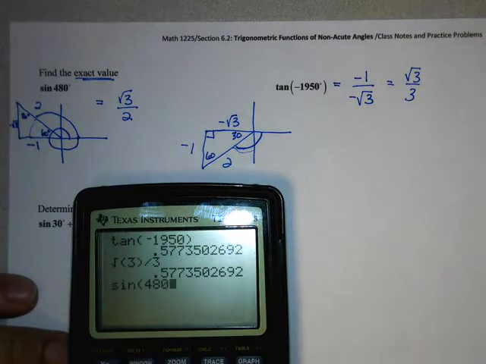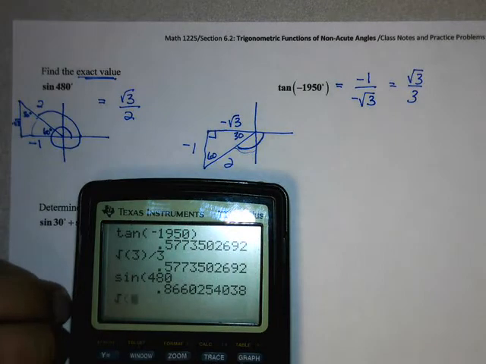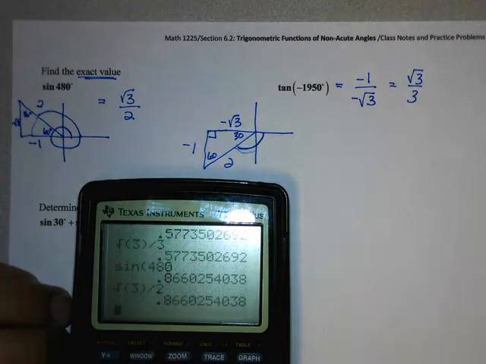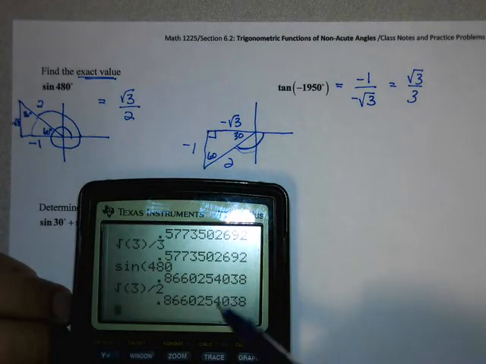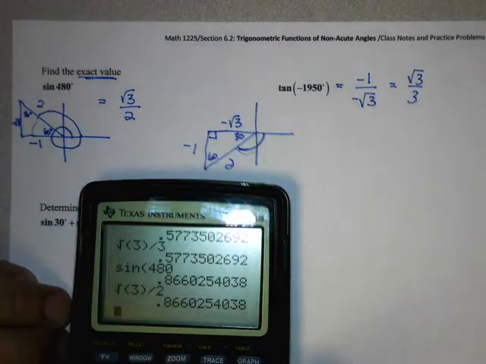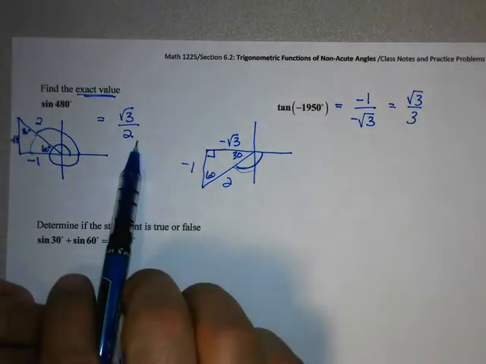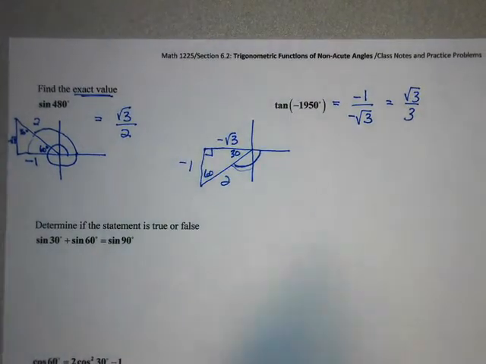Sine 480, 0.866, the square root of 3 divided by 2, 0.866. These are rounded values, the decimals, because when you stop you're going to be rounding, versus with the radicals, this is the exact values.